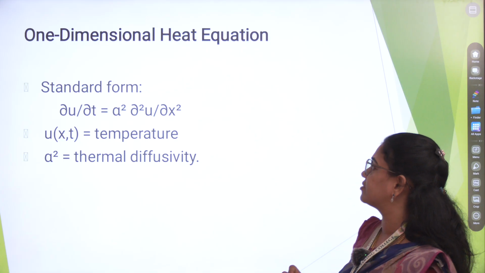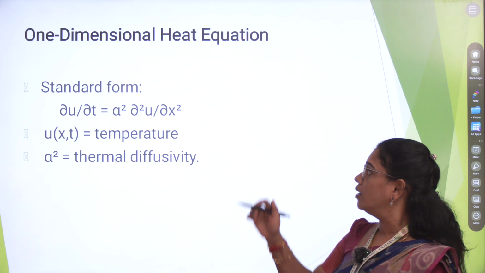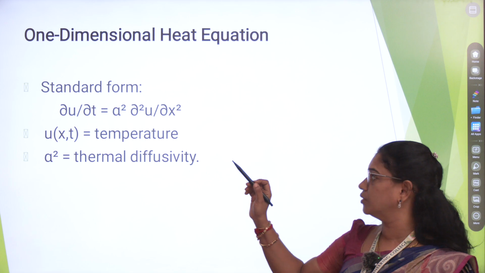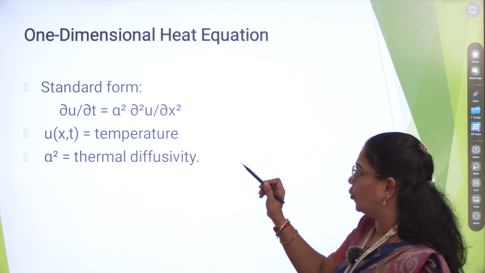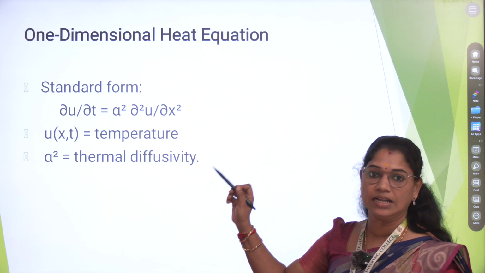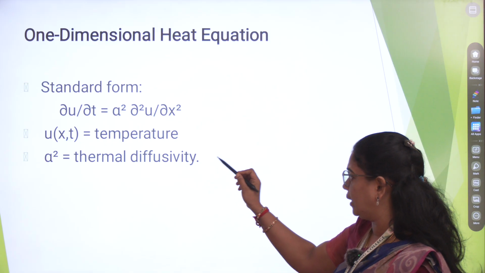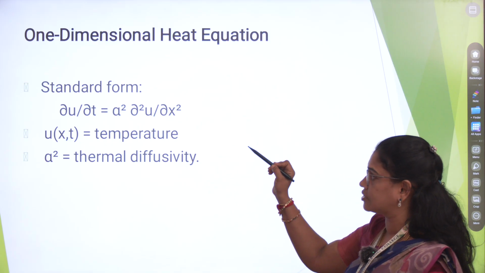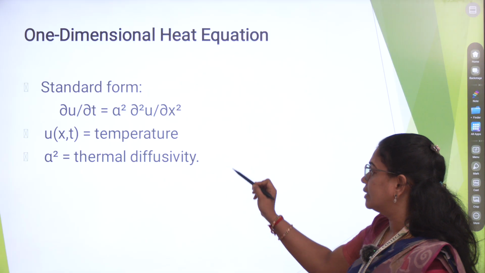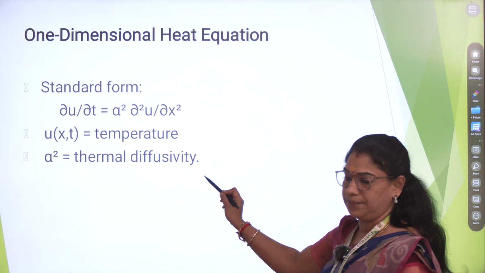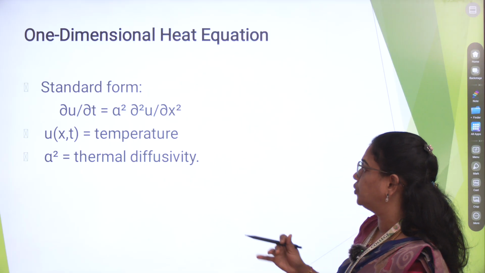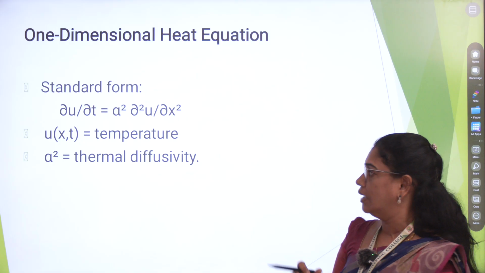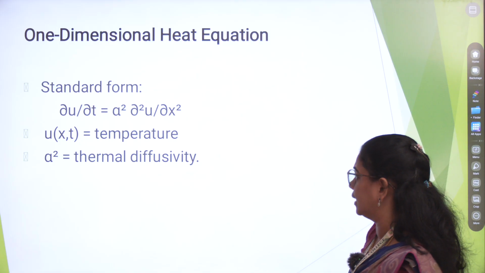Next, the one-dimensional heat equation, today's topic. The standard form is dou u by dou t, a partial differential equation, equal to alpha square into dou square u by dou x square. Alpha square means the thermal diffusivity, and dou square u by dou x square is a second order partial derivative.